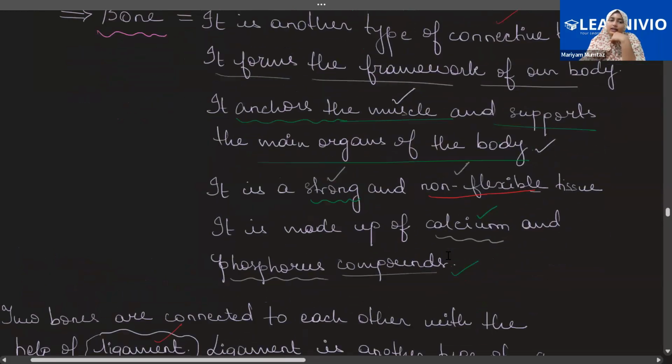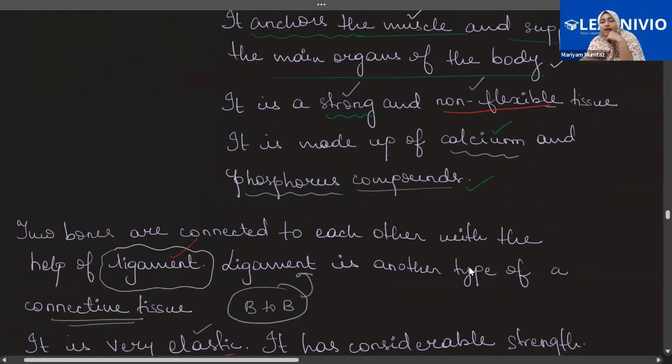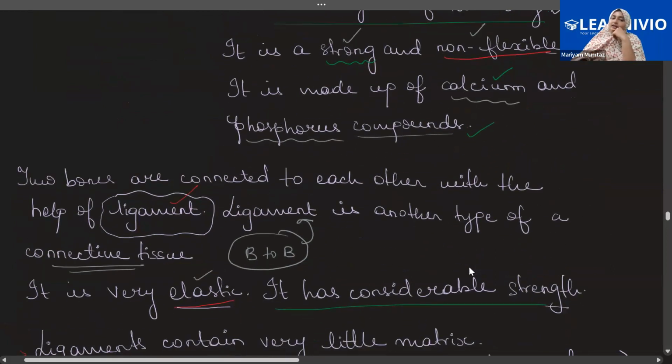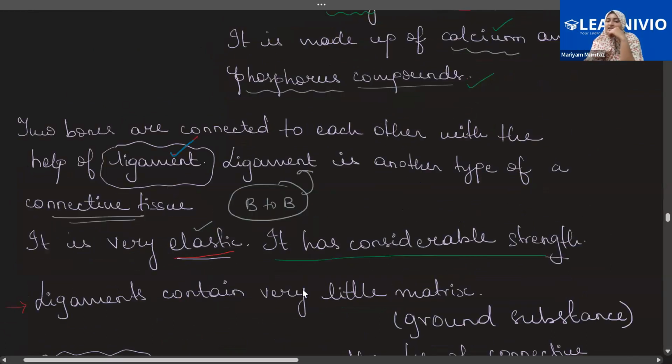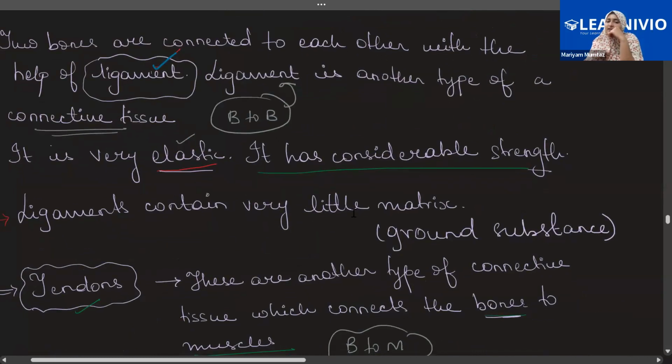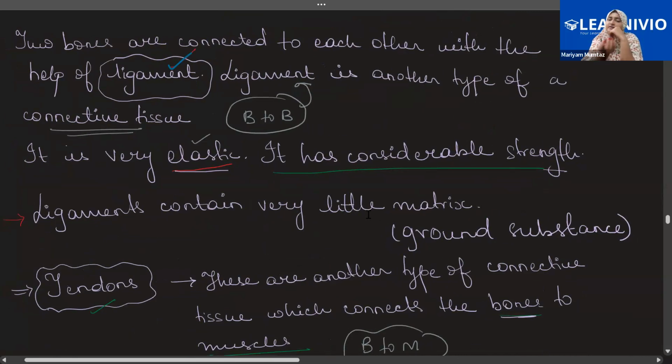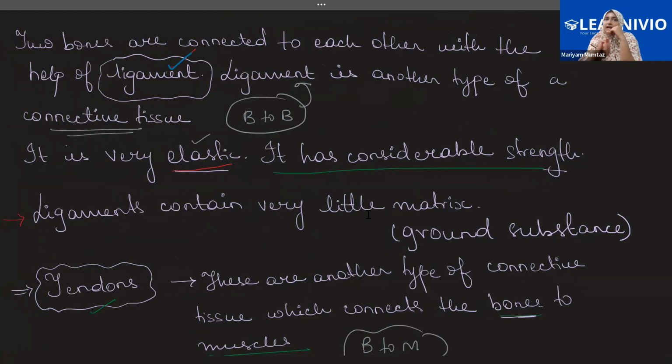Now, see, one bone is connected to another bone with the help of another kind of connective tissue called the ligament. And ligament is that connective tissue that is responsible for connection of one bone with another bone. It is very elastic and it has considerable strength. Ligaments contain very little matrix, meaning their ground substance is very low, but they are very elastic because they have this property of connecting bone to bone.